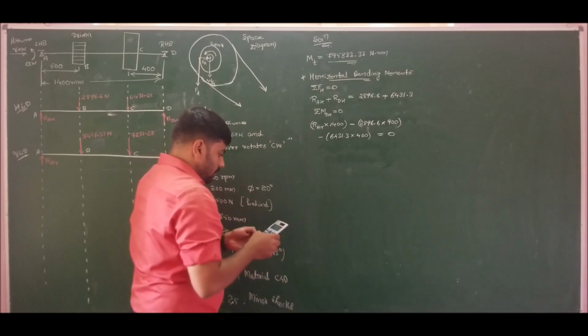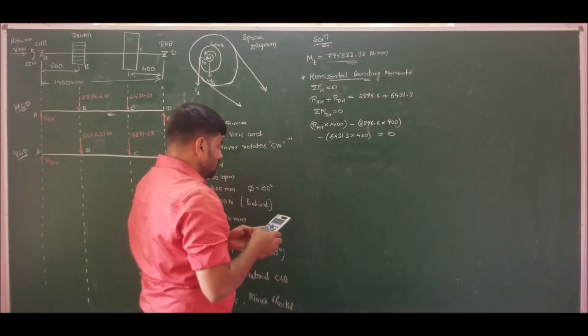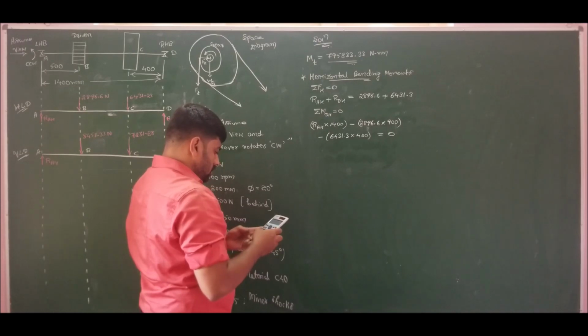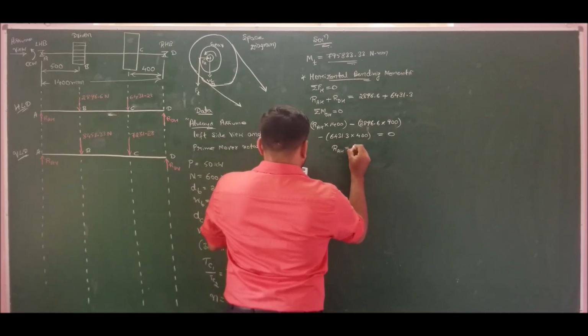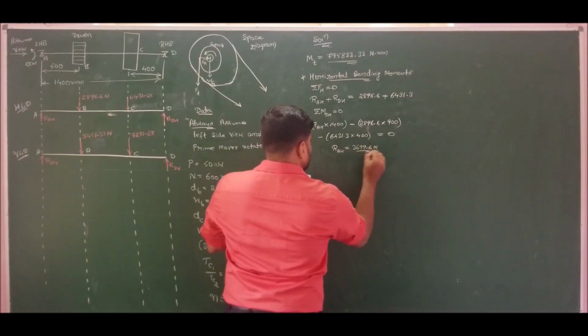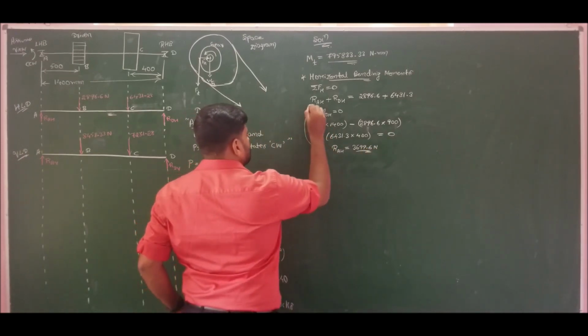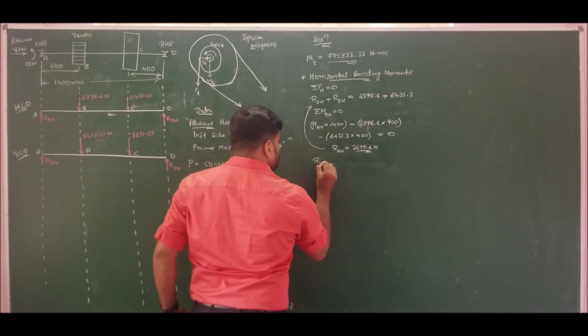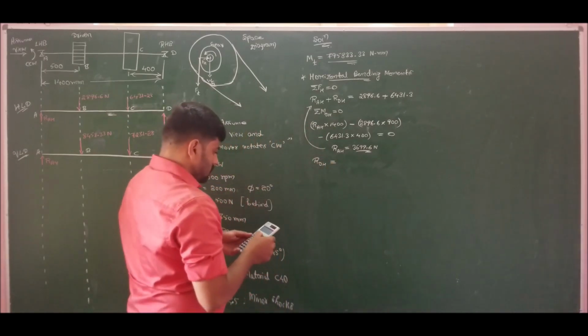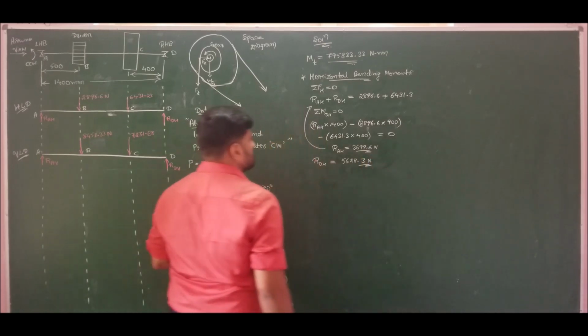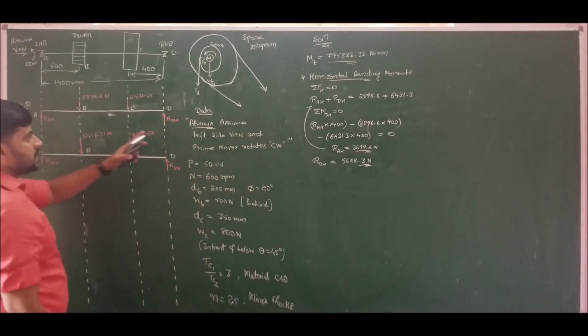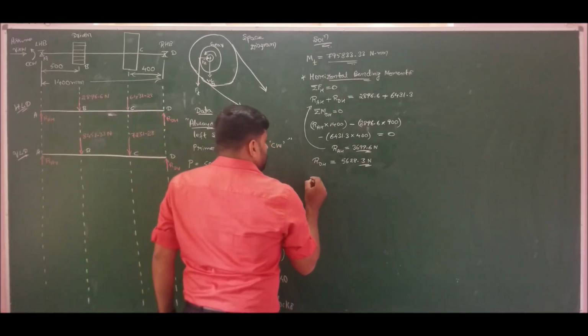So solving this, I will get the value of reaction RA, which is turning out to be, so RAH is 3699.6. Therefore, from this equation, I will get the value of RDH, which is equal to 5628.3 newtons. So we have calculated both RAH and RDH. So now I can find the bending moments.